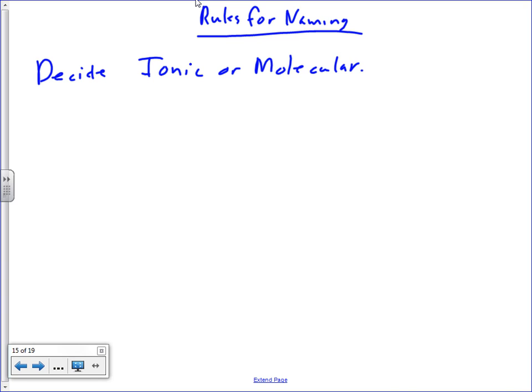Once I make that decision, then I can start on the appropriate set of rules to get me either the right name or the right chemical formula. Special rules here if we're dealing with ionic compounds. If I'm given the formula and I want to make the name, what are some things I need to remember about ionic compounds? Julia?